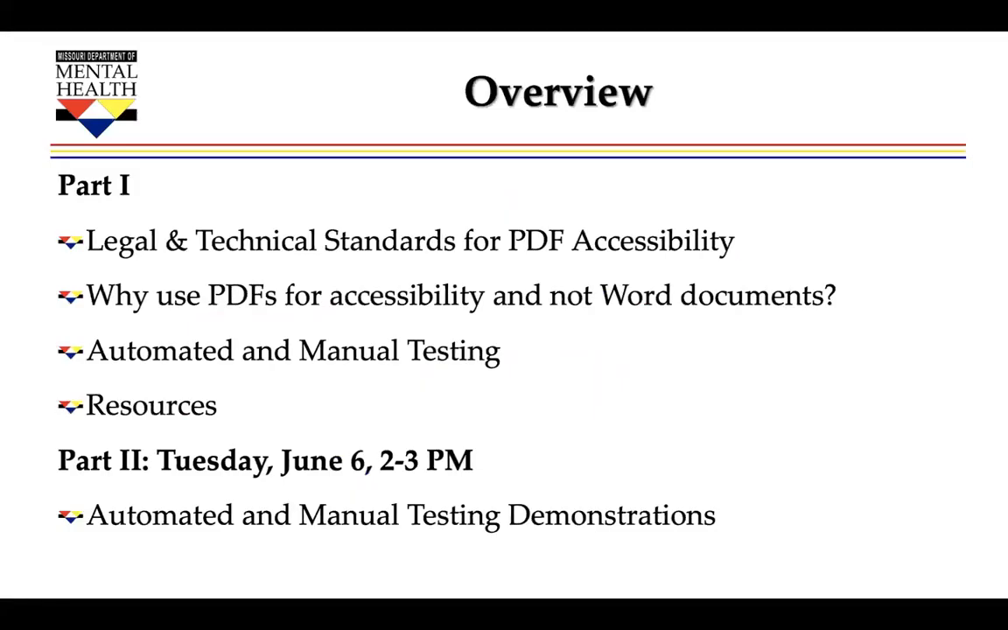So in today's session, we're going to be covering part 1, talking about legal and technical standards that apply to PDF accessibility. I'm also going to explain a little bit about the differences between document accessibility with PDFs versus Word documents, and why in most cases it's preferable to use PDFs for document accessibility. We're going to be talking about automated and manual testing, and I'm going to share some resources to help you follow up and learn a lot more about this topic.